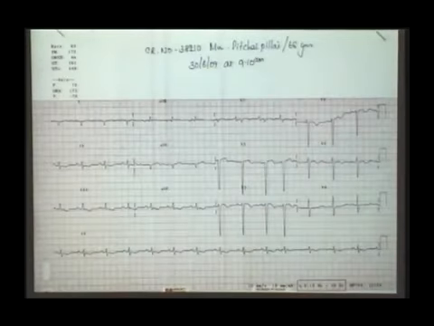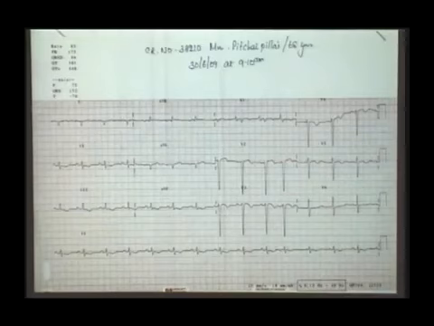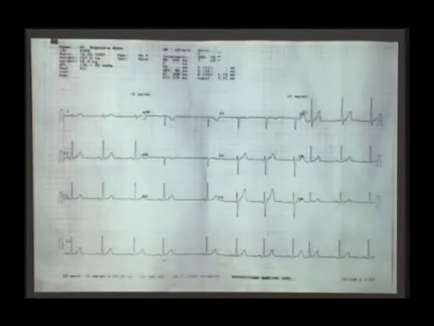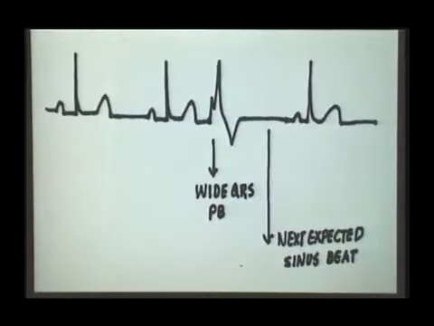Once again, this is a narrow premature beat preceded by an abnormal P wave. The P wave is completely different from the sinus P wave, so it is an atrial premature beat. Whereas here, this premature beat is not preceded by a P wave, so this is a junctional premature beat. Is that clear? Right.